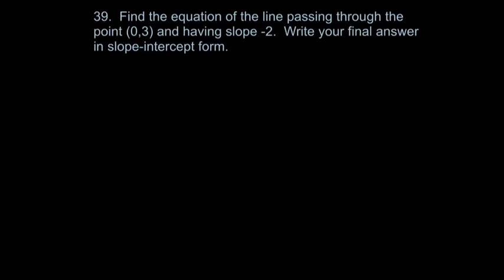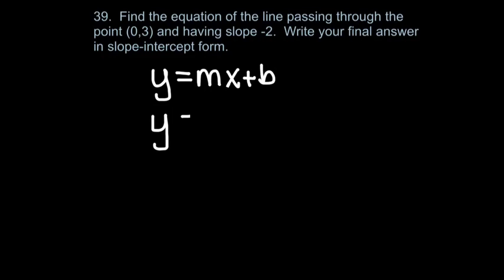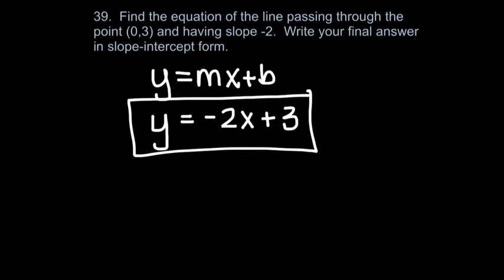They give us that the slope is -2, so in order to write the equation in slope-intercept form, which is y equals mx plus b, all I would need to do is fill in the -2 for m, so y equals -2x, and then the 3 for b. This is the equation in slope-intercept form.